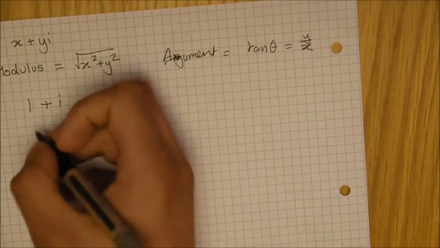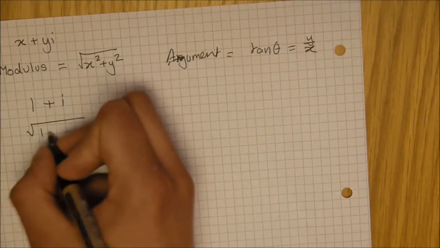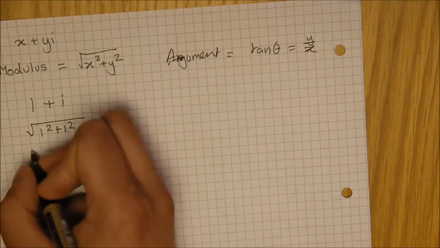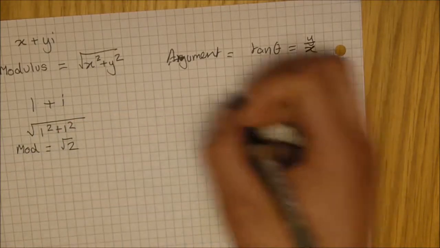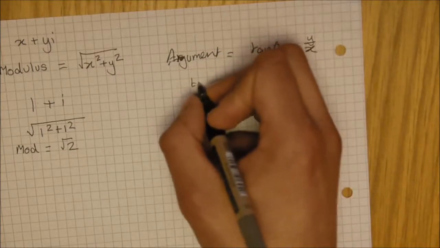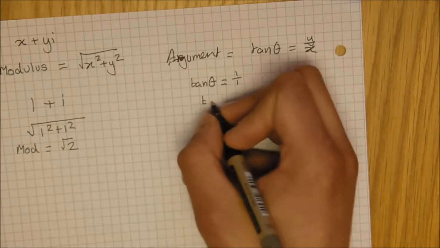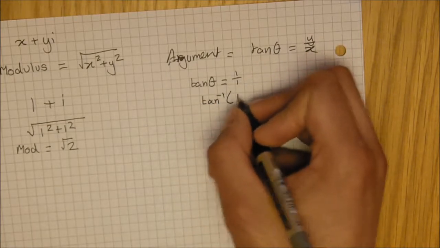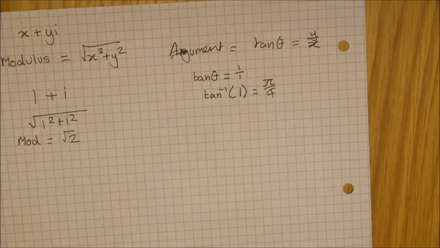Now the modulus of this is quite simple, it's one lot of i, so we can do the square root of 1 squared plus 1 squared, so our mod is going to be equal to root 2. Argument is going to be tan theta equals 1 over 1, and tan to the minus 1 of 1 is going to equal pi over 4. Now remember, we are in A2 maths now, we use radians. That's quite an important feature that you may or may not know. So remember, radians are the future.